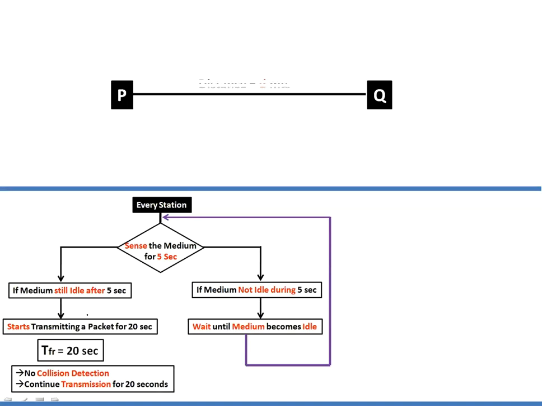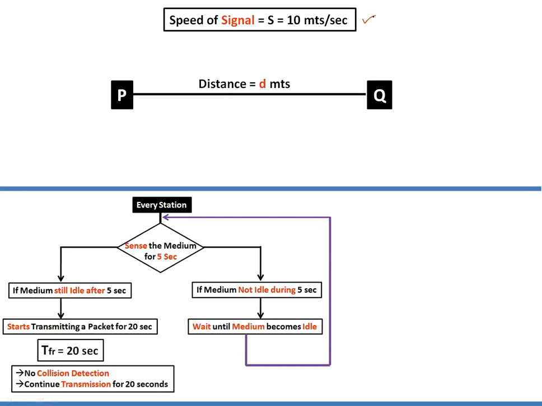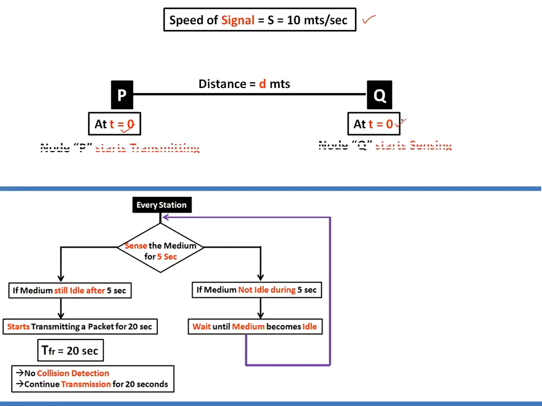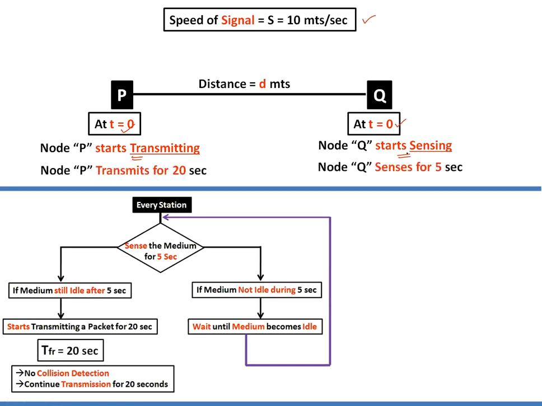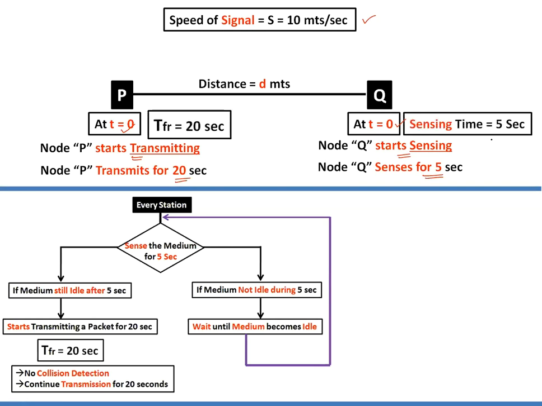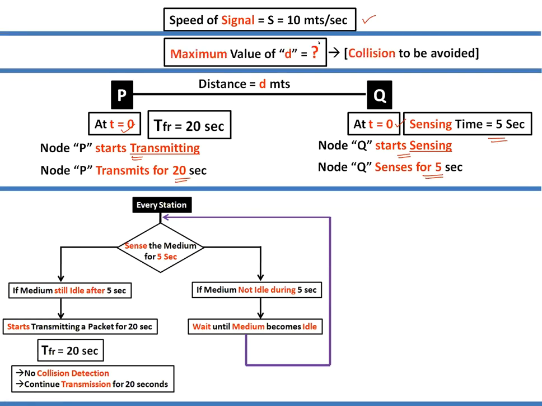Now, P and Q are 2 stations. The distance is d meters. The speed of signal is given, that is 10 meters per second. At time t equal to 0, P starts transmitting and Q starts sensing. Both happen at the same time. Node P transmits for 20 seconds, node Q senses for 5 seconds. Transmission time is 20 seconds, sensing time is 5 seconds. Now the question: what is the maximum value of d such that collision is avoided? I want how far they can be placed such that collision is avoided.